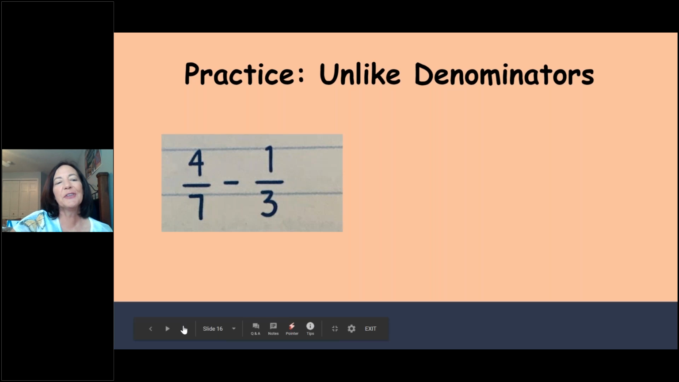Thank you. Okay, so now we have another one. 4/7 minus 1/3. See if you can do this one. First of all, what's our common denominator going to be? Because they have different denominators. So what is the number that both 7 and 3 will both divide into evenly? 21. Nice. So see if you can solve it.